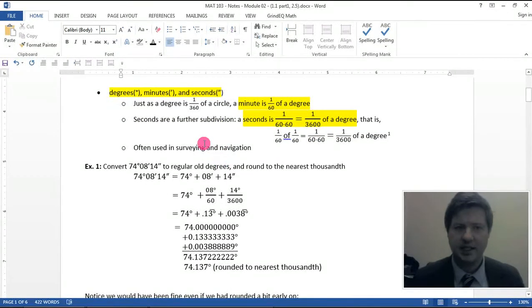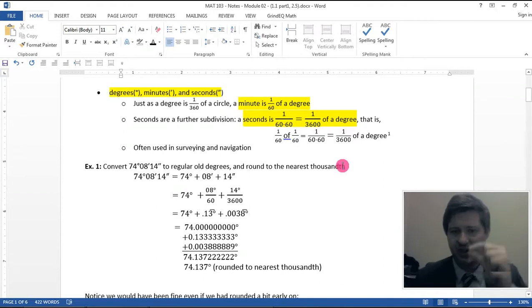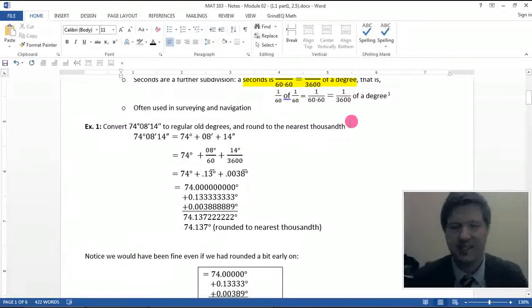So just like I said, here's kind of the math behind it. A degree is 1/360th of a circle. A minute is a 60th of that. Seconds are a 60th of that 60th. So that's 1/3600th of a degree. So it's a very tiny little portion of a degree. Okay, a little silly explanation there down at the bottom, which I won't even talk about.